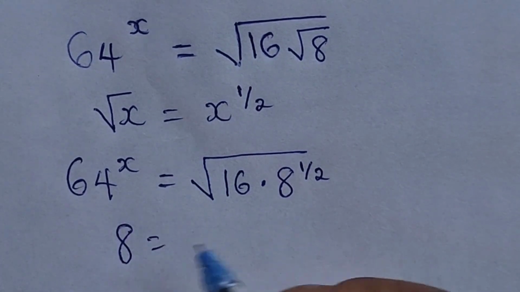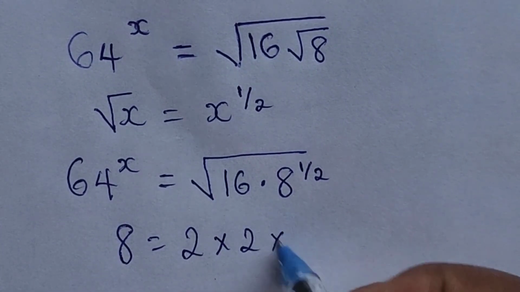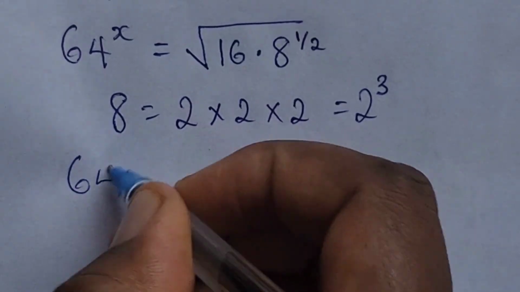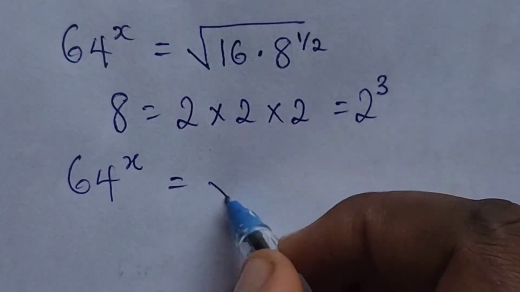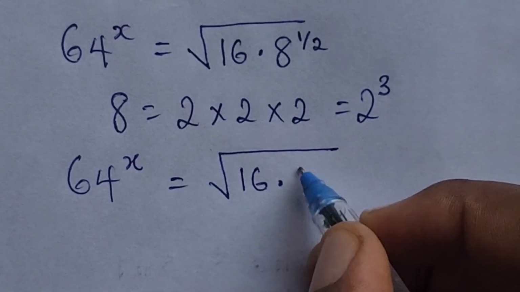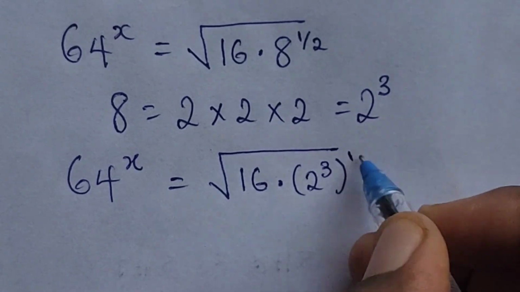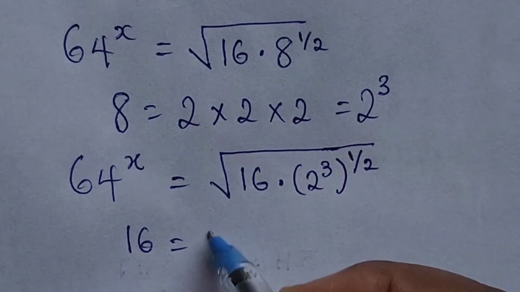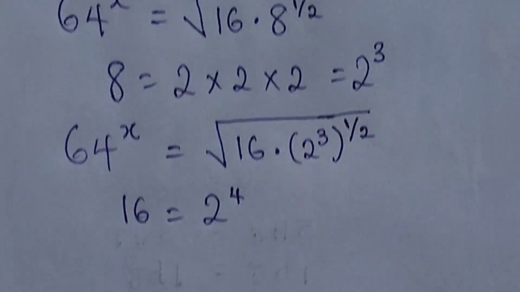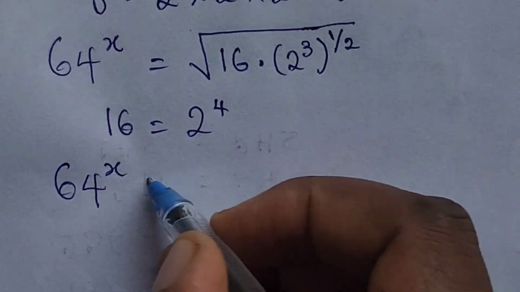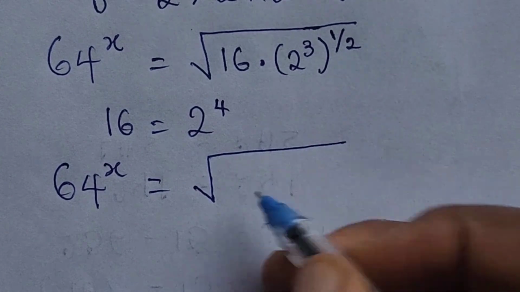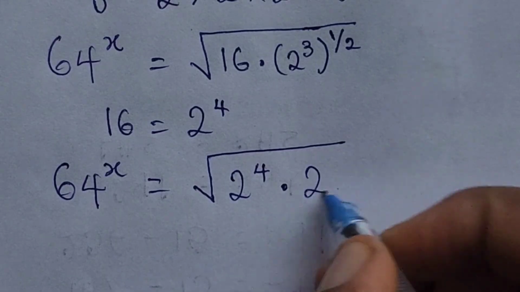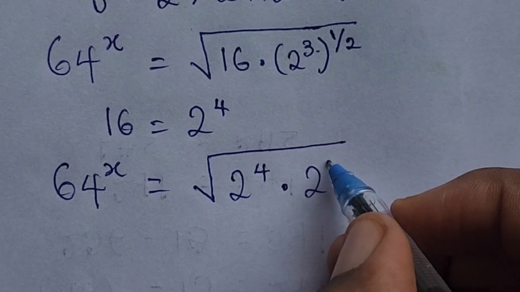Let's recall that 8 is equal to 2 times 2 times 2, which is 2 to the power of 3. We have 64 to the power of x is equal to the square root of 16 times 2 to the power of 3, further raised to the power of 1 over 2. From here, let's recall that 16 is equal to 2 to the power of 4. We have 64 to the power of x equal to the square root of 2 to the power of 4 times 2. Multiplying the powers here, we have 3 over 2.